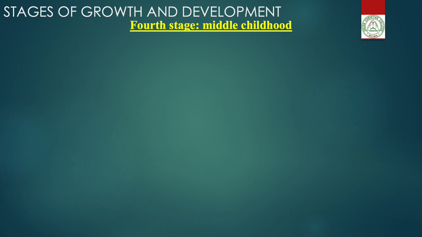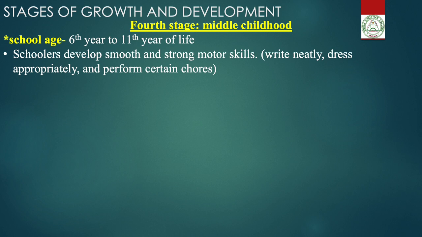Now, the fourth stage is what we call the middle childhood. We have school agers who are 6 years old to 11 years old. The schoolers develop smooth and strong motor skills. Anong ibig sabihin nito? They have already completed the development of their control of the different body organs or body functions. Therefore, they can already write neatly, they can already dress appropriately, they can already perform certain chores when they are 6 to 11 years of life.